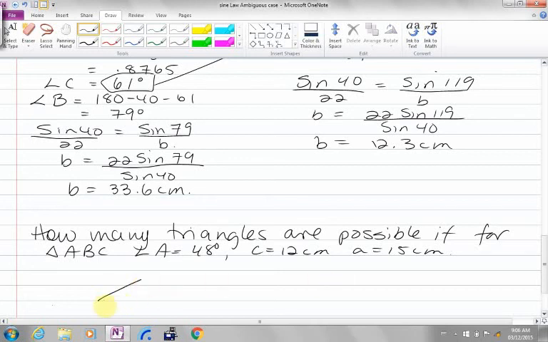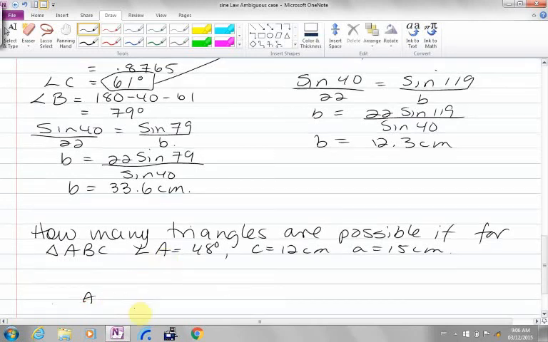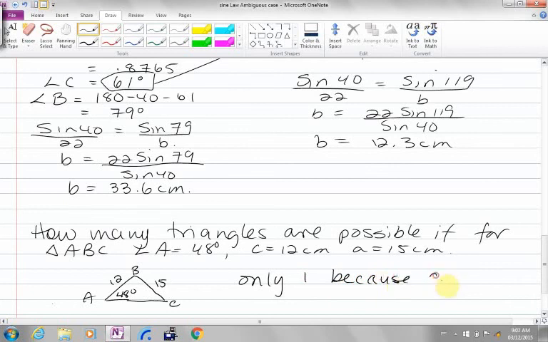That's right. So here's my angle A. It's 48 degrees. If this is 12, because that's my side C, it always goes here, this is 15. I can only draw it out away from A. Because if I try and swing 15 back in towards A, then it's going to stick out. It's going to be too long, and I'm not going to be able to make a closed triangle. So only one, because A is greater than C.